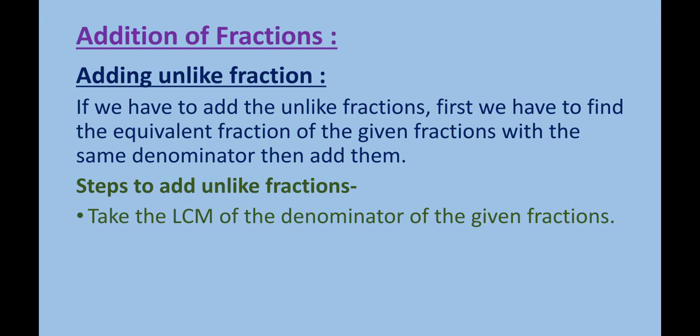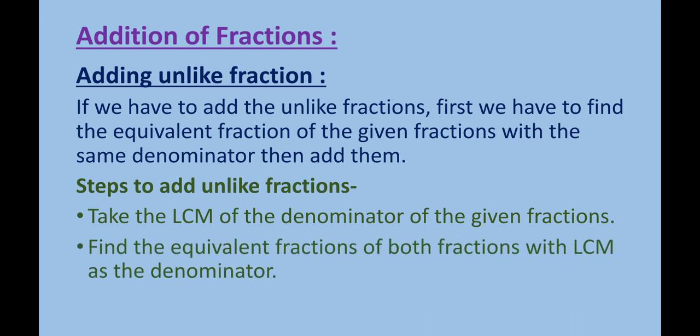Take the LCM of the denominators of the given fractions. Okay, first step, take the LCM of the denominators. Second step, find the equivalent fractions of both fractions with the LCM as the denominator. Whatever LCM we find in the first step, we convert the two fractions into equivalent fractions having the denominator as LCM. In the third step, add them as like fractions. We got like fractions, so after that we follow the steps for like fractions.